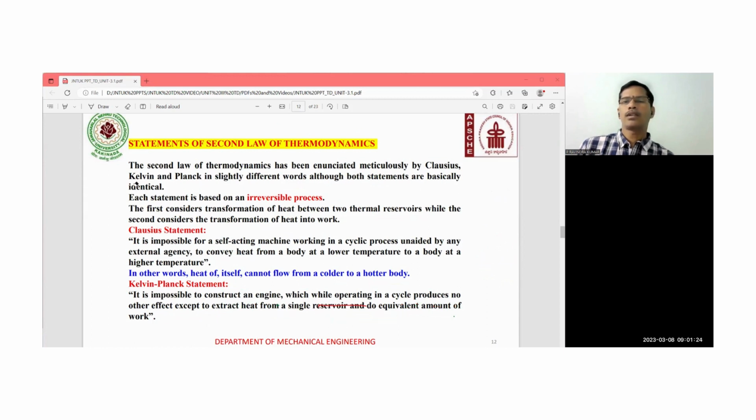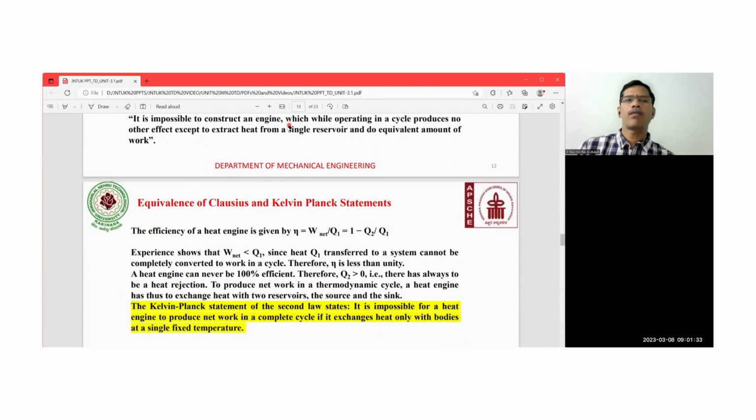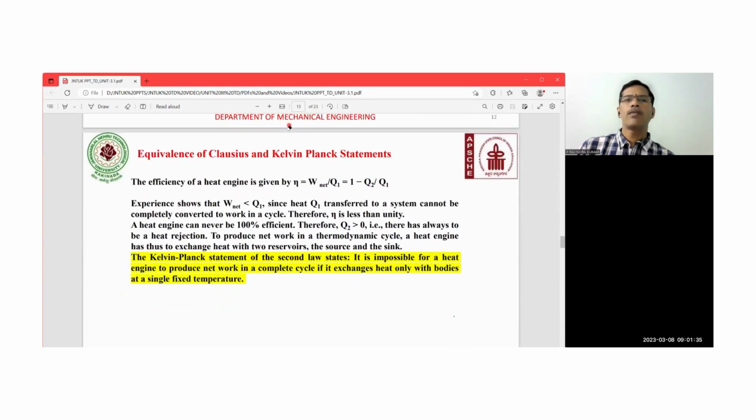Though the authors are different and their words are different, they are proving that the two statements are parallel statements of the second law of thermodynamics. So the efficiency of a heat engine we used to write as efficiency equals W net divided by Q1. That W net is nothing but Q1 minus Q2, divided by Q1. So you can write it as 1 minus Q2 by Q1.